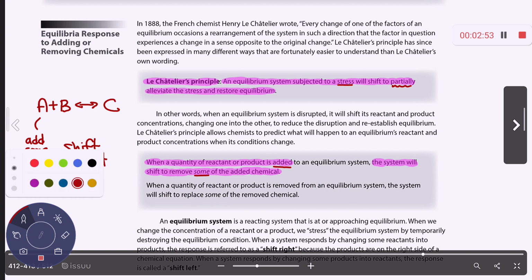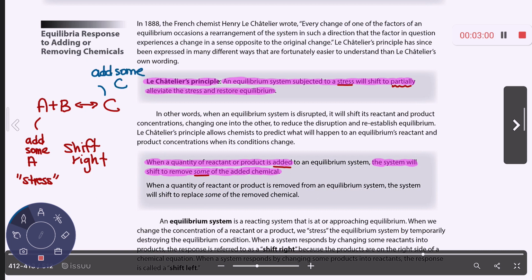Now, let's say I do something else. Like, let's say I go ahead and I add some C. Since C is a product, and you want to shift away from it, which direction will I shift? Yeah, so here we will shift to the left. And when I shift to the left, you will bring up A and B, and then you will consume some of the added C, but you won't consume all of it. So overall, C went up.